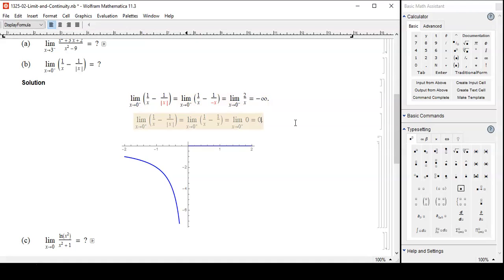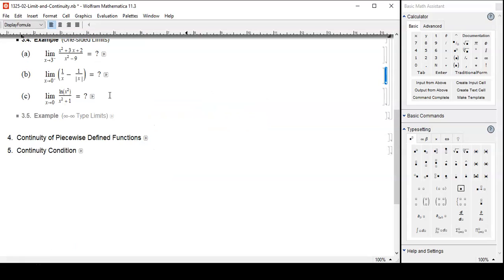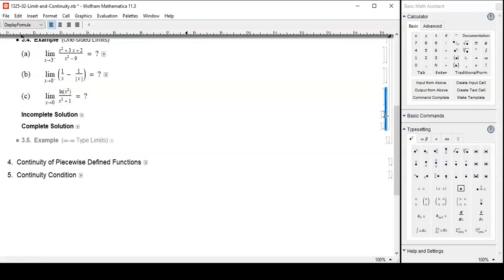And if you approach from the right hand side, then absolute value and x has no difference. So we have 1 over x minus 1 over x, so that's 0. But then again, look at the graph. The graph tells you everything. How about this problem? Again, look at the graph.